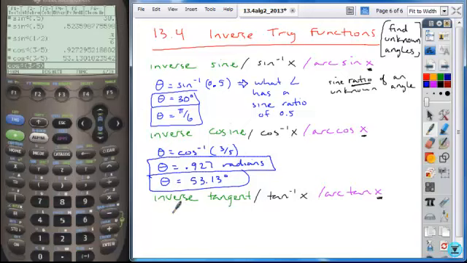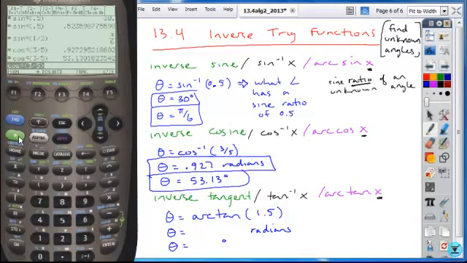All right, so try your own right here. See if you can find the arctan. It means the same thing: what angle has a tangent of, and we'll just put a decimal, 1.5? Find it in both degrees and radians for me. If you see the expression arctan 1.5, you need to understand how to interpret it. It means what angle has a tangent ratio of 1.5, and you can calculate it with the TI-89.